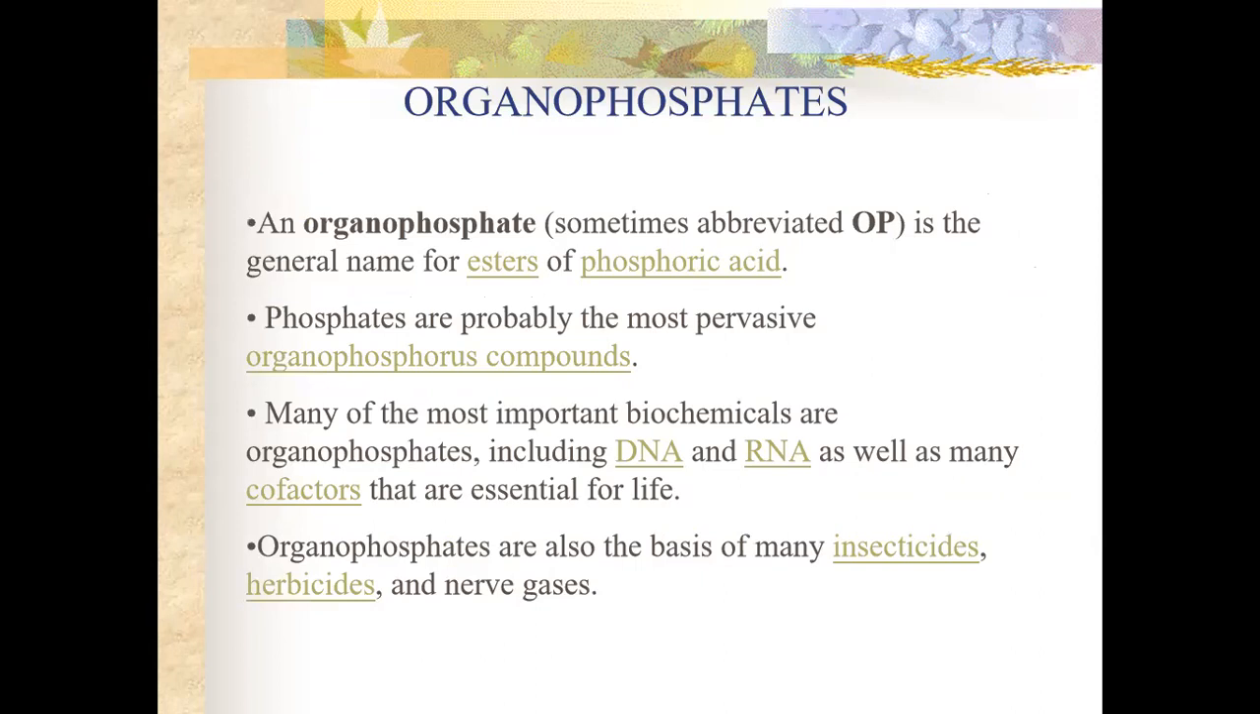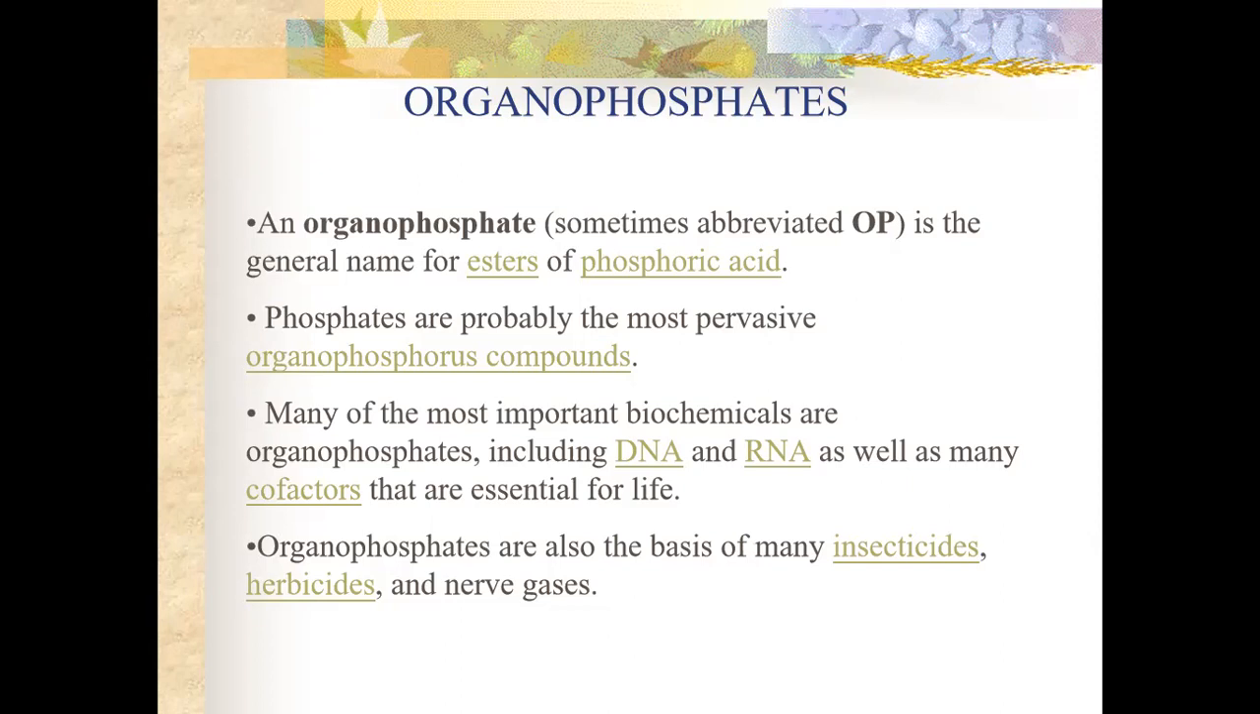Then when you talk about organophosphorus compounds, they are sometimes abbreviated as organophosphates. Organophosphate is a general name for esters of phosphoric acid. These phosphates are probably the most pervasive drugs. They cause a lot of toxicity, and they are actually pesticide or insecticide compounds, but they are sometimes used for poisoning, also for homicide and suicidal tendencies.